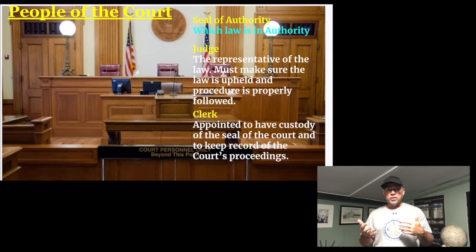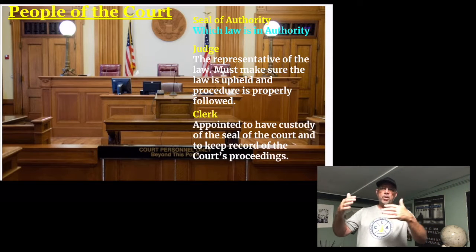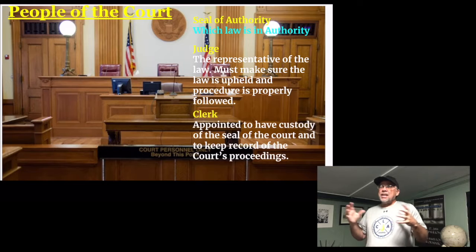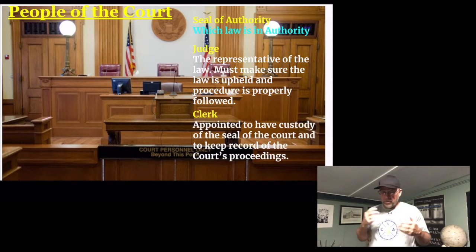So that's the responsibility of the clerk, and that's why they have several other people that are under them, because they have to maintain that all the documents of the court are properly handled. Otherwise, it could be thrown out as a mistrial. Okay, so the clerk is extremely important in the proper procedures of the courtroom.